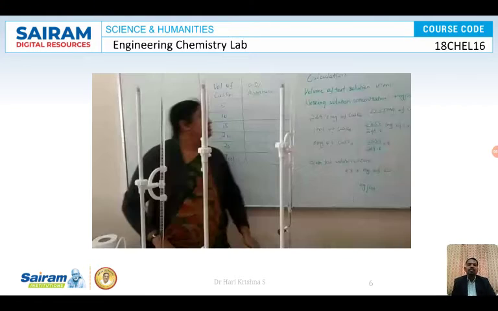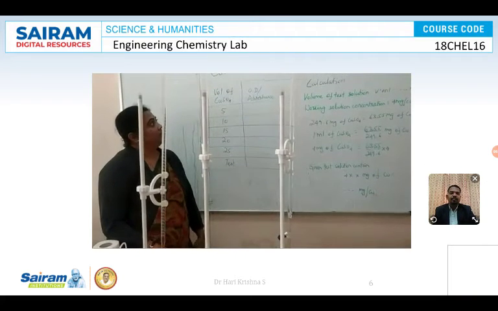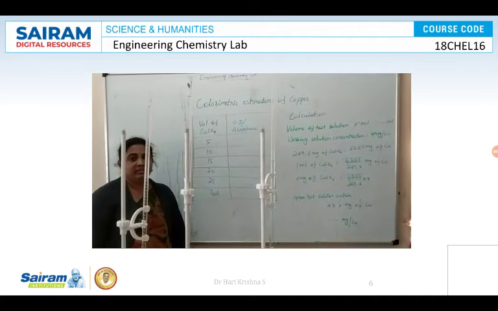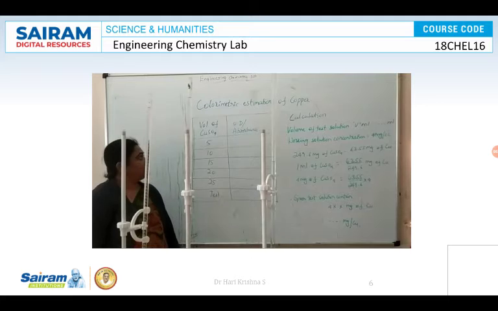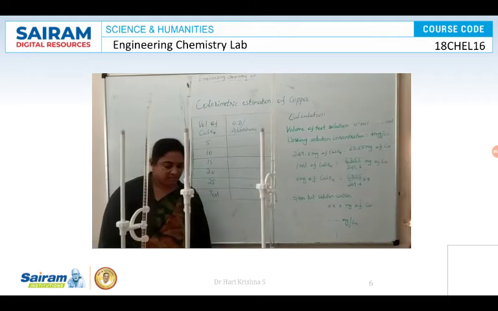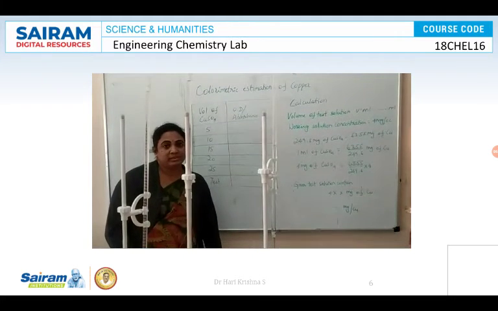There is a small demo on how to do the colorimetric estimation. You can go through here. We are starting with the colorimetric estimation of copper. This experiment is applicable for colored solutions, and we are starting with the demo for this experiment.